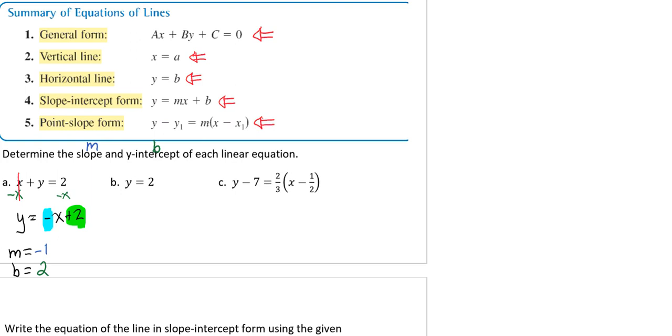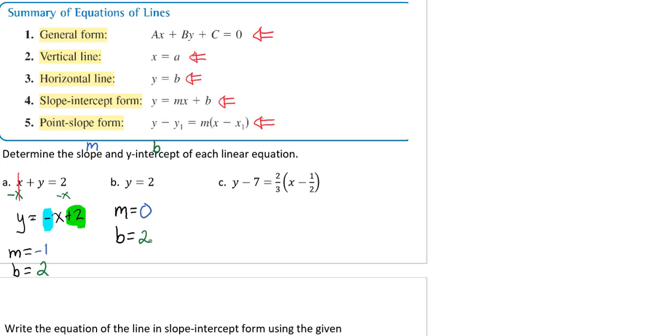Here we have y equals 2. Now if we match that, that matches up here with our horizontal line. So notice that there is no m value, it's just the b. So here, for our m, we will have 0, because it is a horizontal line. And for our b value, we will have the number 2.